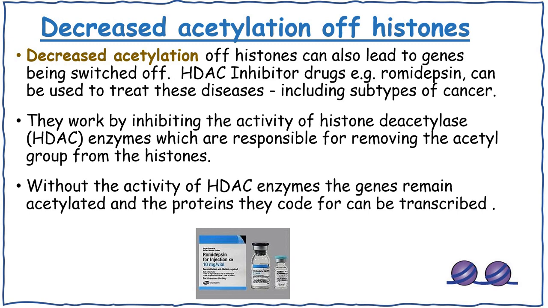Decreased acetylation of histones can also lead to genes being switched off. So HDAC inhibitor drugs like romidepsin can be used to treat these diseases, including subtypes of cancer. They work by inhibiting the activity of histone deacetylase or HDAC enzymes, which are responsible for removing the acetyl group from the histones. Without the activity of HDAC enzymes, the genes remain acetylated and the proteins they code for can be transcribed.